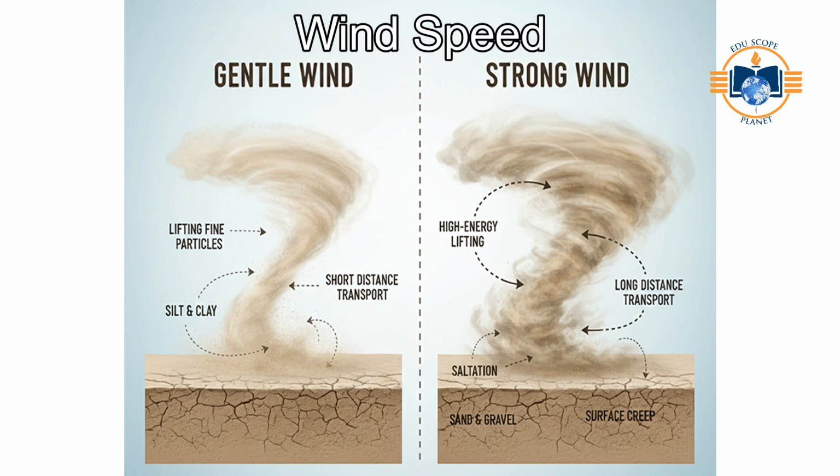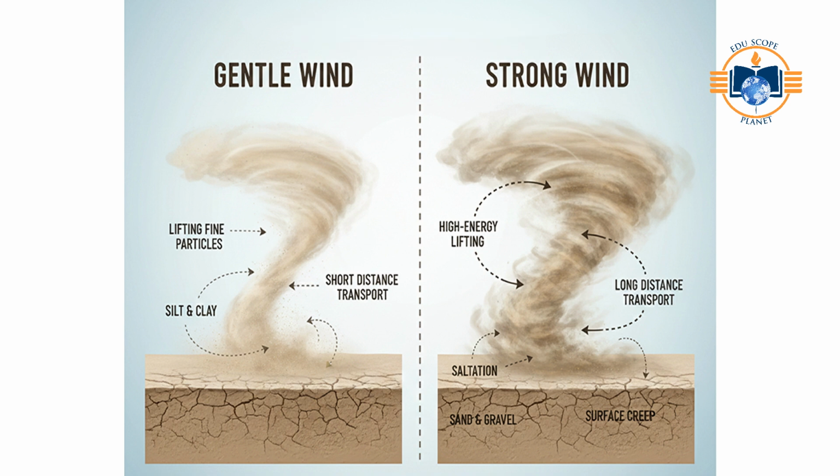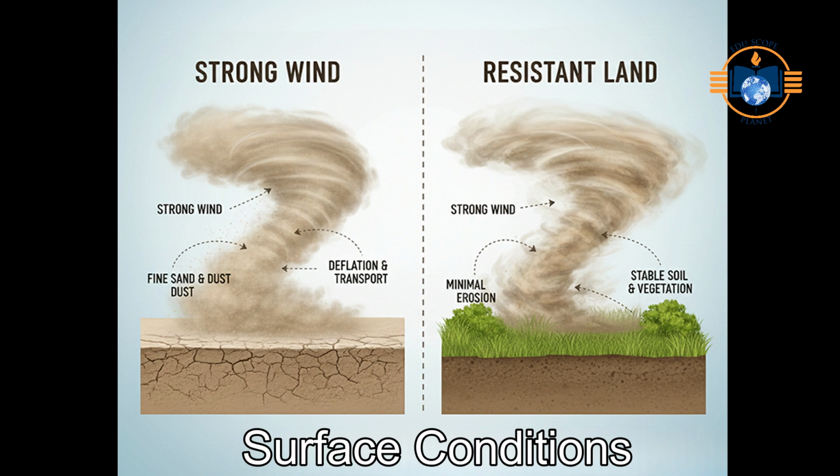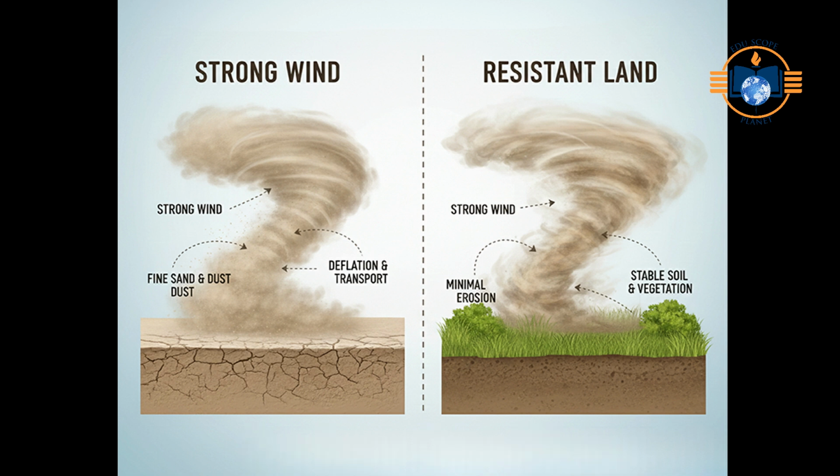Wind speed. The speed of the wind is the main factor controlling wind erosion. Strong winds have greater energy and can lift, transport, and move larger and heavier particles over longer distances compared to gentle winds. Surface conditions. Land surfaces made up of fine, dry, and unconsolidated sediments are highly vulnerable to wind erosion. Desert areas, with their loose sand and dust, are especially prone, leading to the formation of wind-shaped features.